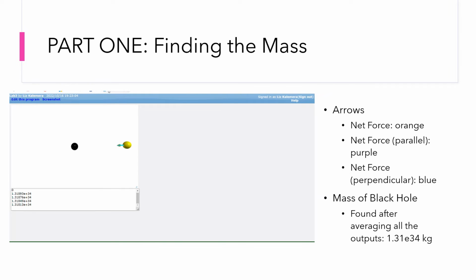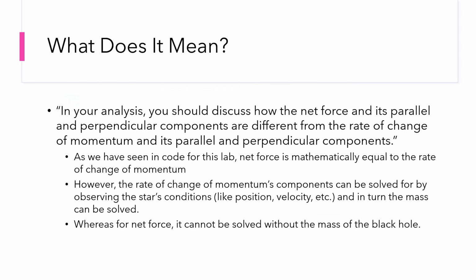So this is the output, this is the result. Net force is in orange, the parallel component is in purple, and the perpendicular component is in blue, and this is the star making its orbit around the black hole. As you can see, many different masses are coming out as outputs, and that's because of the calculation loop. After averaging all these outputs, I found that the mass of the black hole is 1.31 times 10 to the 34th kilograms. What does it all mean?